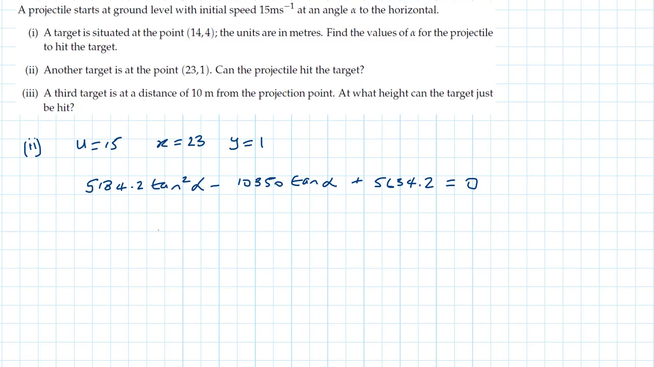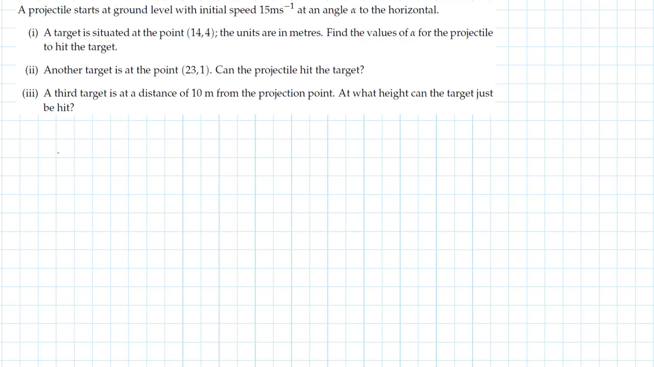Now, the interesting thing with this is, if you were to put this into your calculator, you'll find you'll get complex solutions to it. Or if we work out what b squared minus 4ac is, the discriminant, you're going to find that the discriminant is less than 0. So that implies there are no solutions. So in the context of this question, there is no angle alpha that would enable you to hit the target. We cannot hit the target.